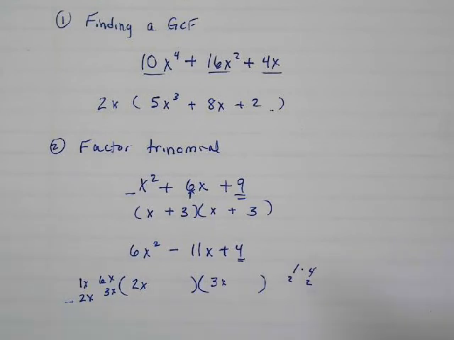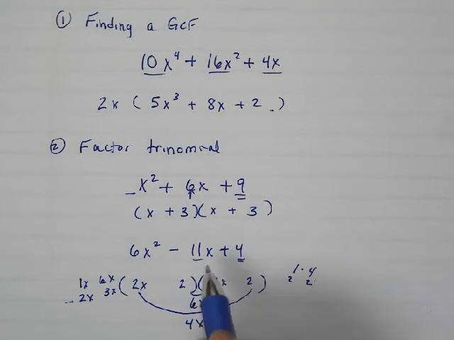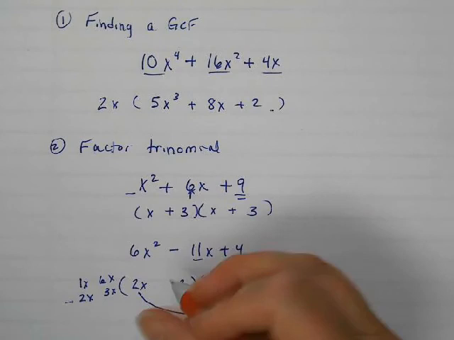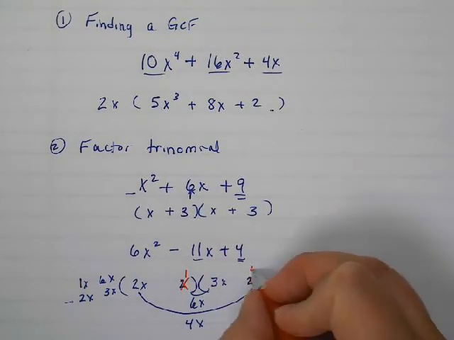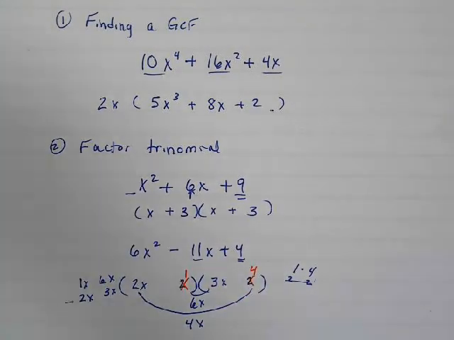So we tried 2x and 3x. I'm going to do the same thing over here, try the numbers closer together just to see if they work first. This gives me 4x. This gives me 6x, which is not 11x. So in this particular case, the 2 and the 2 did not work. So I'm going to go try 1 and 4. So I'm going to cross that off and put a 1 here and a 4 here and retry it.